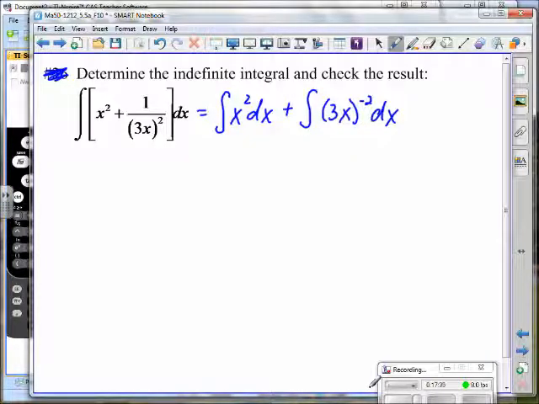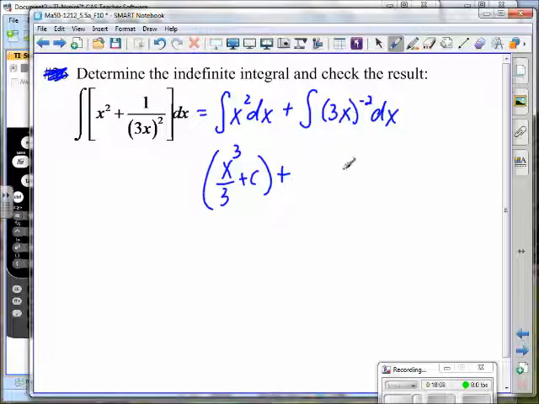Now, one of those integrals is pretty easy. The first one, not bad. I bet you have it in your head right now. You can almost do these now in your head, right? Add 1 to the exponent, divide by the new exponent. So the first one is going to be pretty easy. That's just going to be x cubed divided by 3 plus c. It's the second one that we have to work on, because it's a composite function.